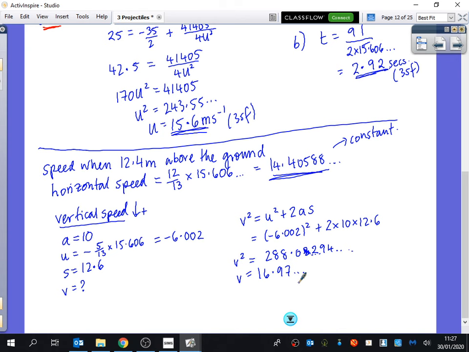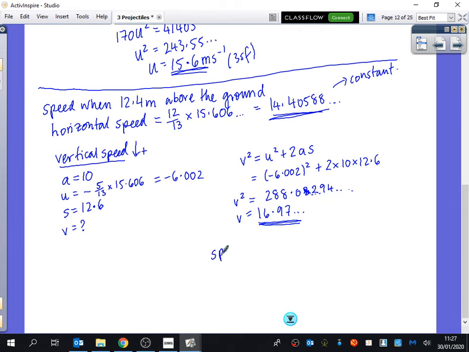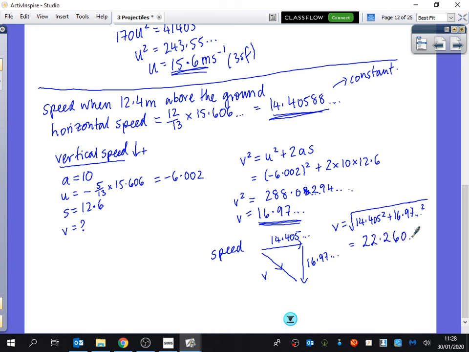Now we know that the horizontal speed is this. We now know that the vertical speed is this. So putting this together to find the overall speed, we know it's going 14.405 blah blah blah along. We know it's going 16.97 downwards. So the speed that we have here, v, would be equal to the square root of the 14.405 squared plus the 16.97 squared, all square rooted. And when you square root that, we get that v is 22.260.